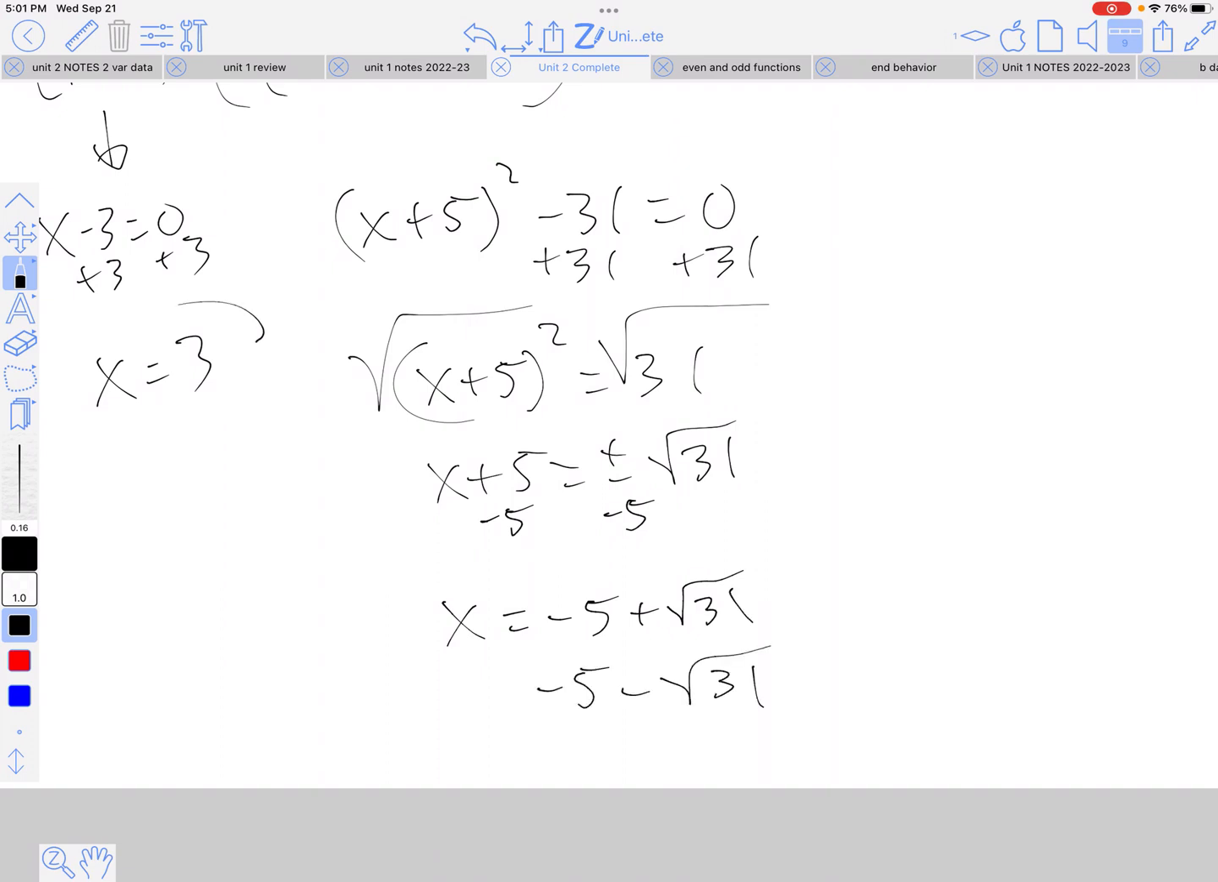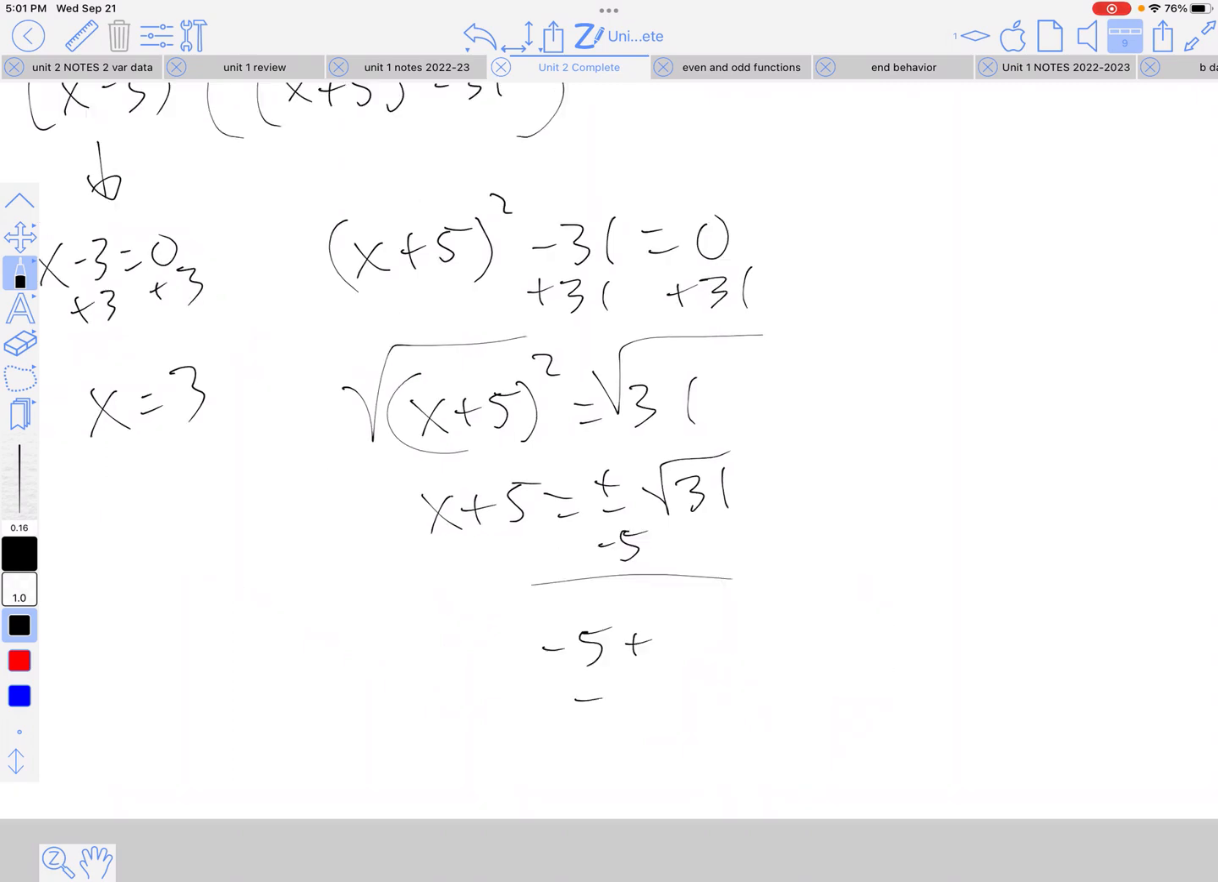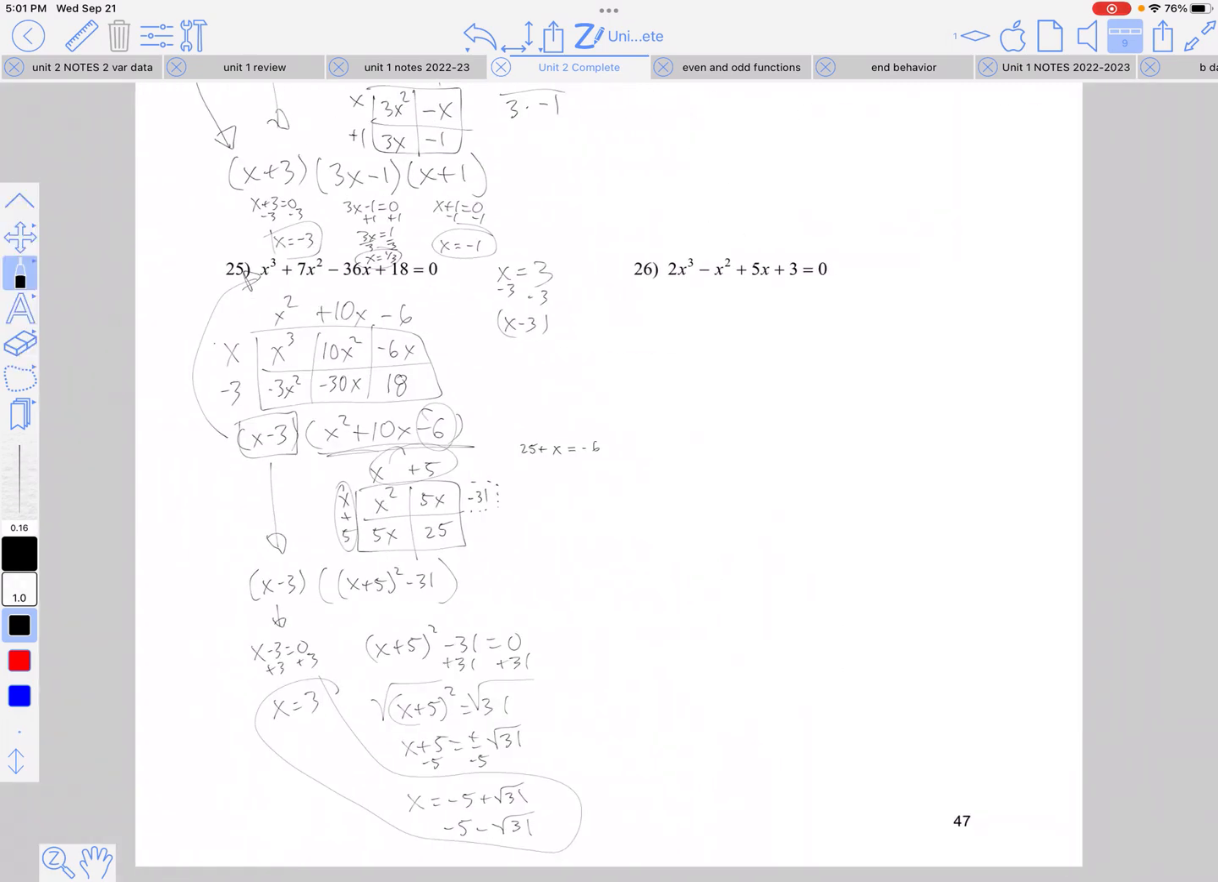You don't have to write them separately, I just did. So there's my three solutions. Check, check, check.